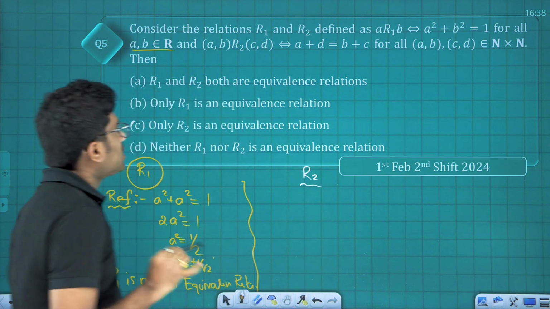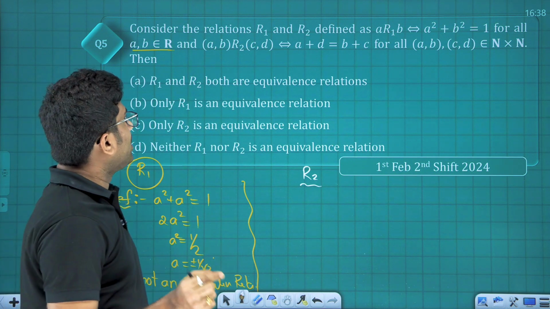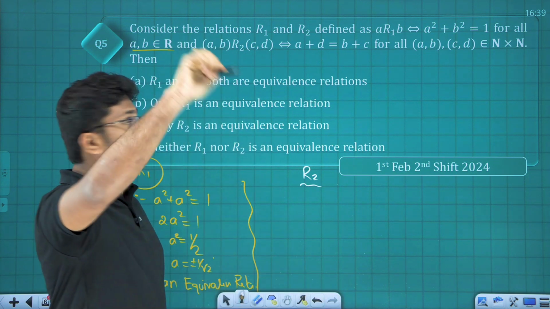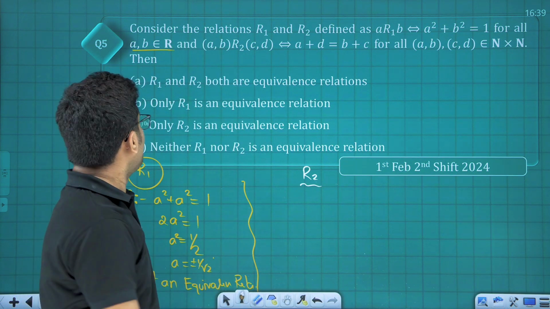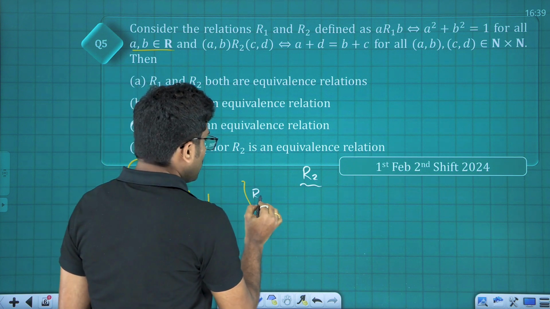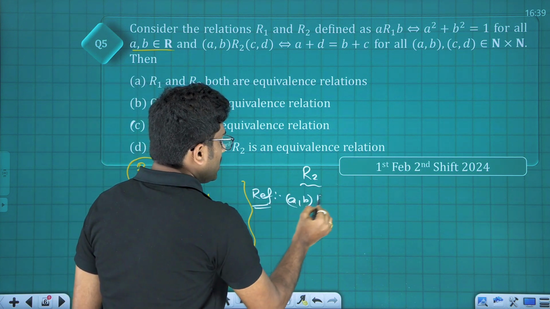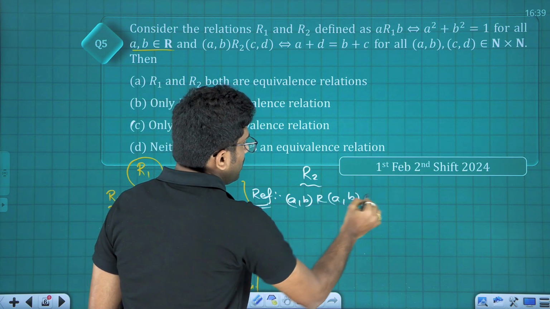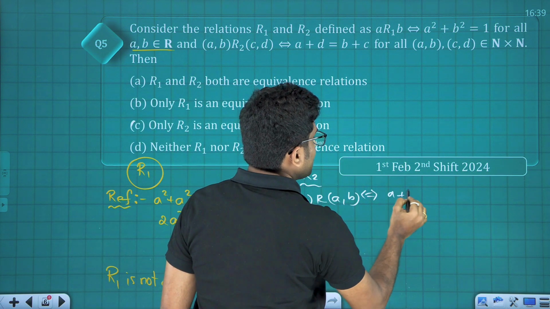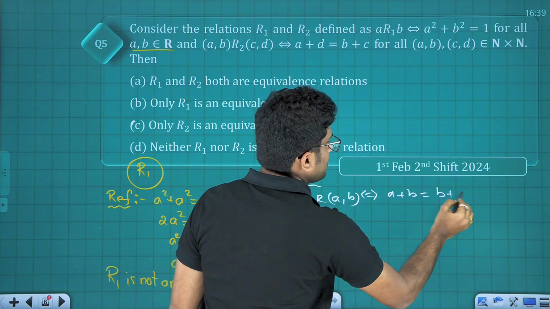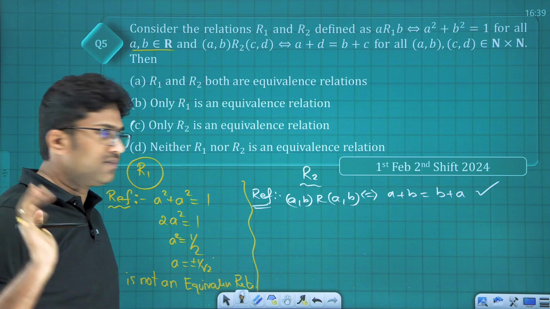Now coming to R2, friends, (a, b) related to (c, d) implies a + d = b + c, for all a, b belonging to natural numbers only. Okay. First, reflexive. Here also we'll check for reflexive. (a, b) related to (a, b) implies a + b = b + a. Clearly this is true for any value of a, b.